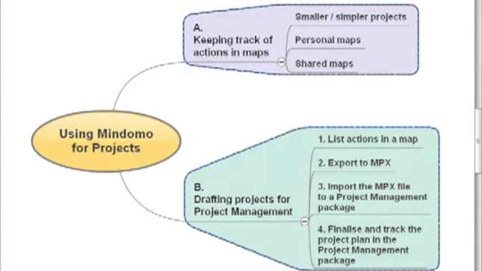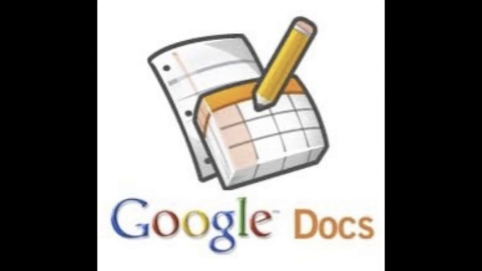Most of us are involved in projects of some kind, big or small, either at home or work. Mindomo can help with project work either by tracking a small project completely within the map or by helping you to prepare a bigger project for tracking elsewhere. For small projects, you can put your project information into the map itself and keep it up to date in there. For larger projects, you can brainstorm your actions in the map and then export it to an MPX file.